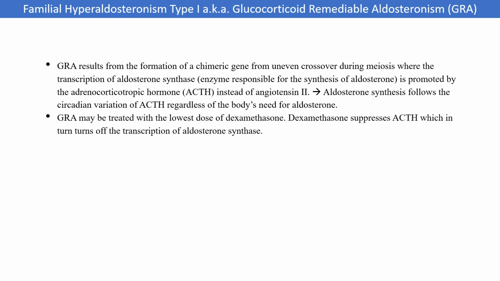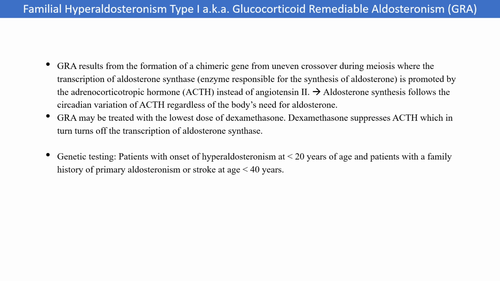GRA may be treated with the lowest dose of dexamethasone because dexamethasone suppresses ACTH, which in turn turns off the transcription of aldosterone synthase. In general, genetic testing is advisable for patients with onset of hyperaldosteronism at age younger than 20 years and for patients with a family history of primary aldosteronism or stroke at age younger than 40 years.